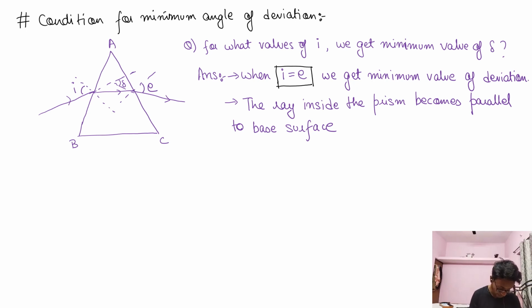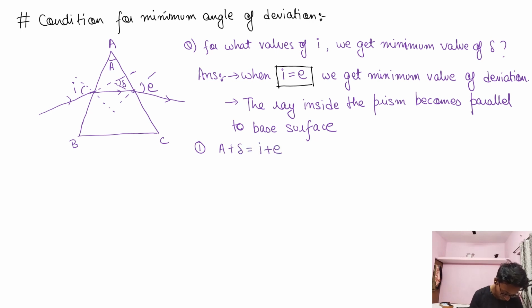Now I understood that when I is equal to E, we get the minimum angle of deviation. But what is the exact value of I in terms of the prism angle? Because this prism angle A would be constant, no? Because this A depends upon the design of the prism. So from the angles of the prism, we know the formula A plus D is equal to I plus E.